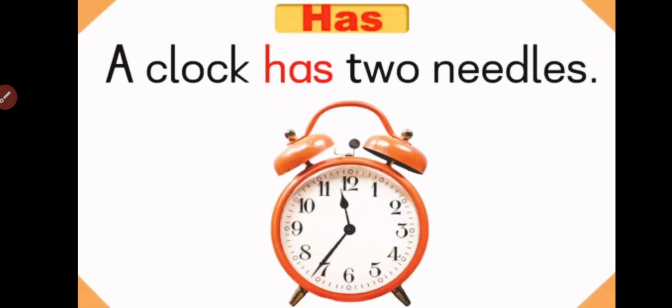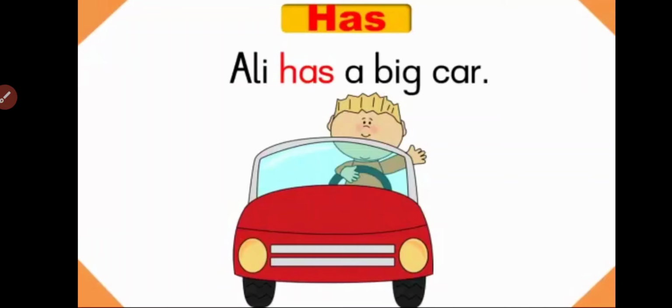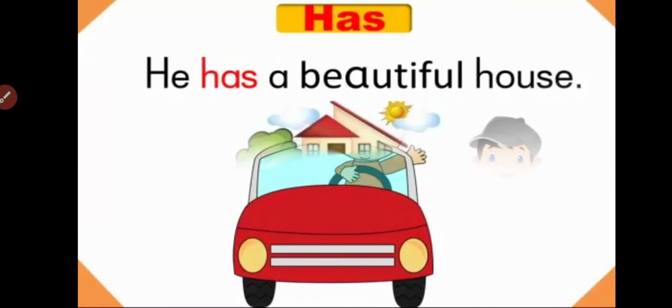For example, a clock has two needles. So here a clock is a singular subject. That's why we used has here. Ali has a big car. Ali is also singular here, only one person, so we will use has.